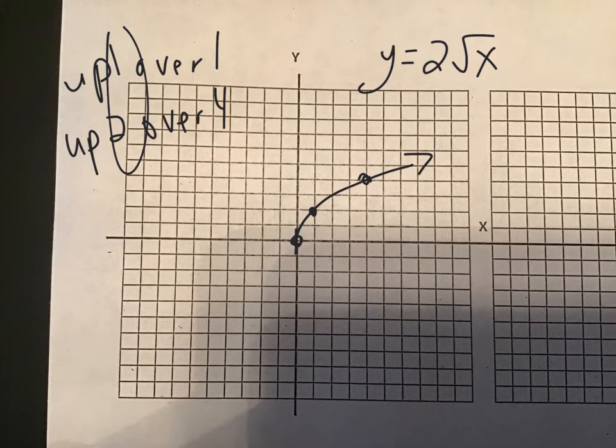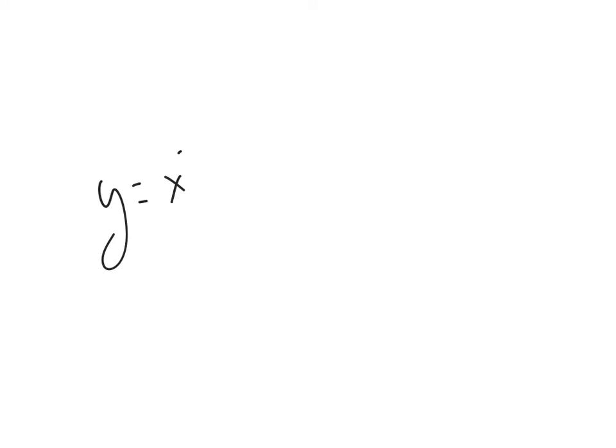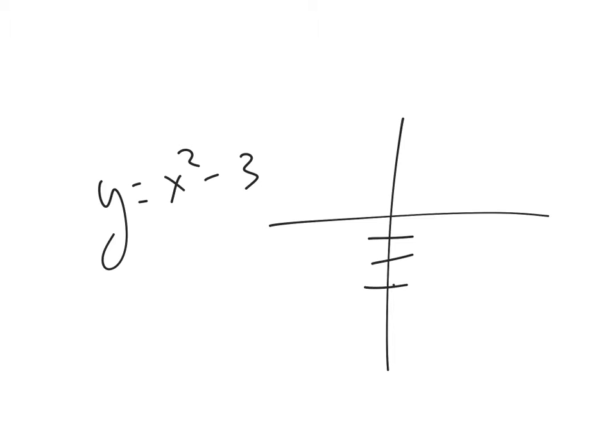Now, just like before, if we had y equals x squared minus 3, we would go 1, 2, 3, down 3, and then we're going to follow our pattern. Up 1 over 1, and up 4 over 2. We'd be out here somewhere. Okay, there would be our graph.